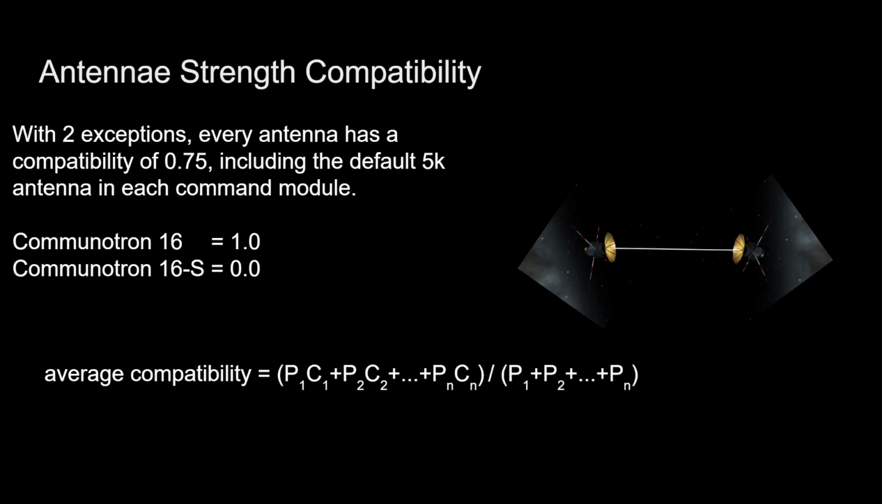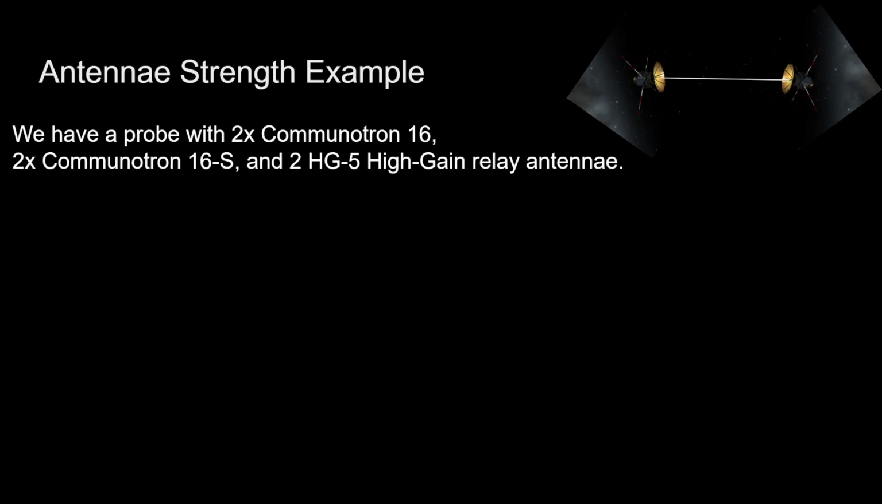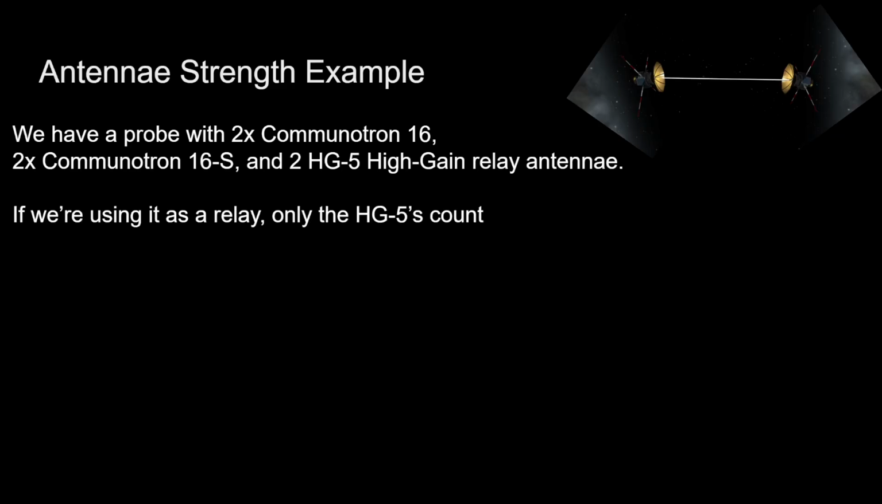So adding multiple Communitron 16 Surface isn't going to improve your range by much because you're decreasing the compatibility rating. So let's go with an example. If we have a probe with two Communitron 16s, two Communitron 16S, and two high gain relay antennas, and we're using it as a relay, well, since we're using it as a relay, only the high gain antennas can count, because they're the only relay antennas on the satellite.